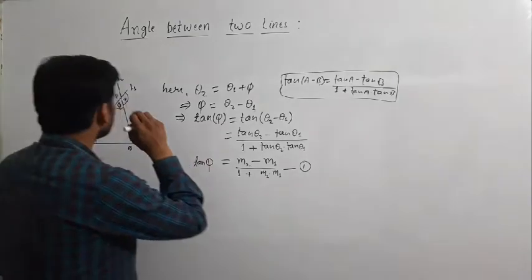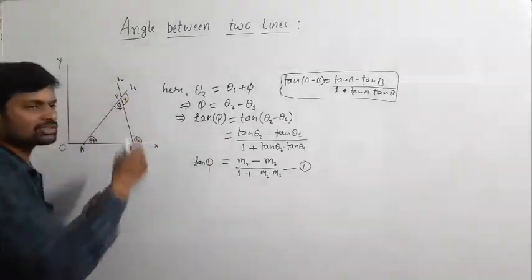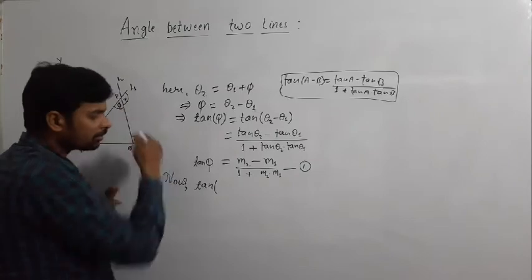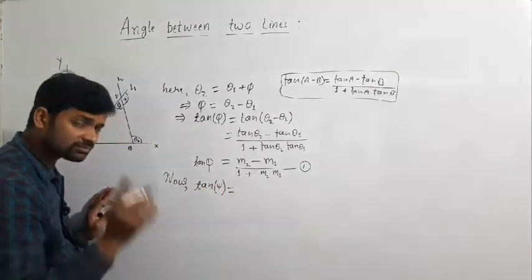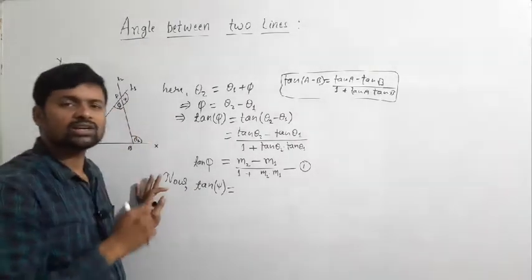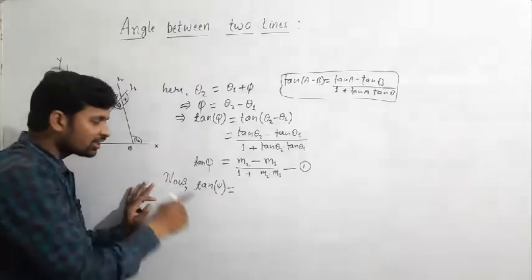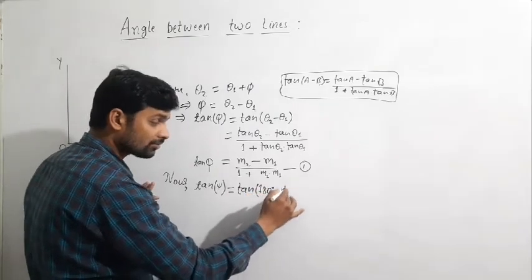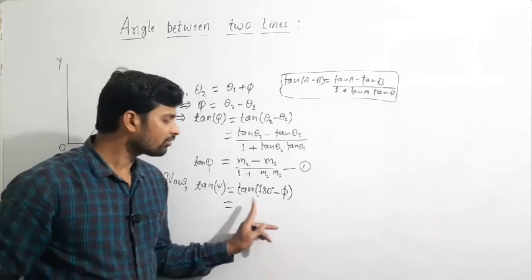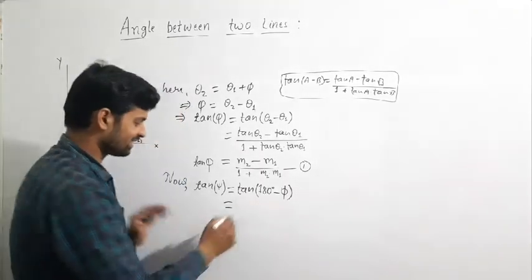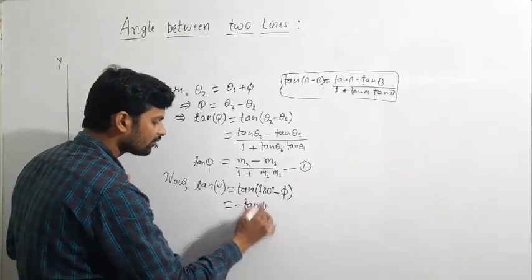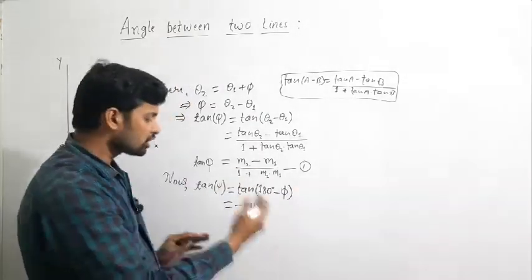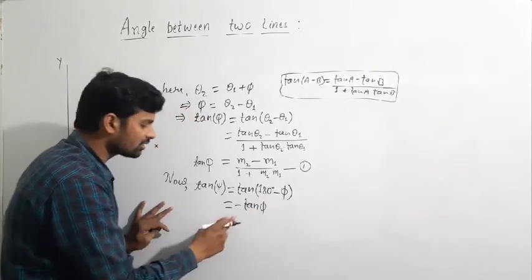Now let us work on the second angle formed between these two lines, psi. We know that phi plus psi is always 180 degrees because of the linear pair, so psi can be written as 180 degrees minus phi. Now what is the formula for the tangent of 180 degrees minus phi? Tan(180 degrees minus A) is minus tan A. Similarly, tan(180 degrees minus phi) is equal to minus tan phi.